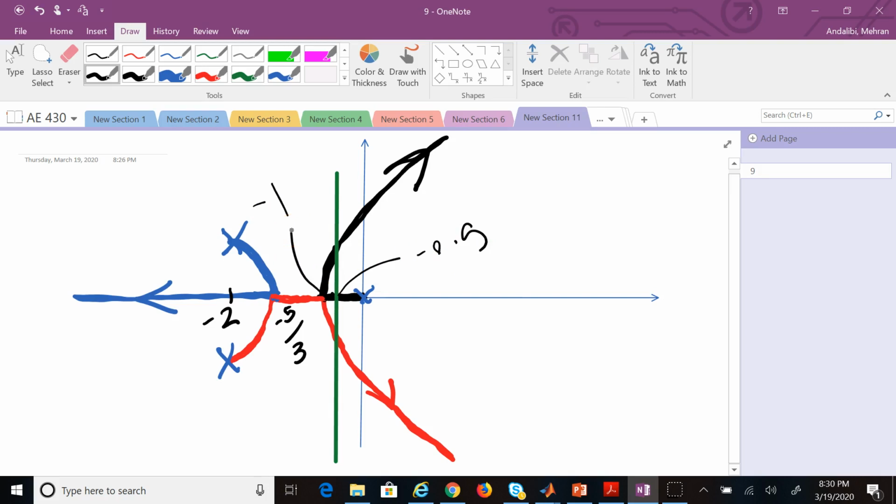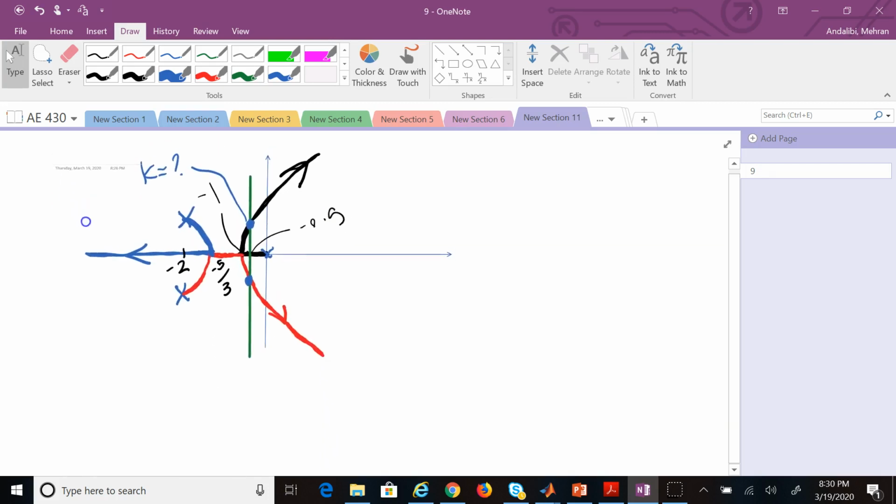So what we are really looking after is these 2 points. We are looking for these 2 points, okay? The dominant poles, the new dominant poles. And the question is, what is K at these 2 points, correct? So what is K over there? So how do we tackle this problem?